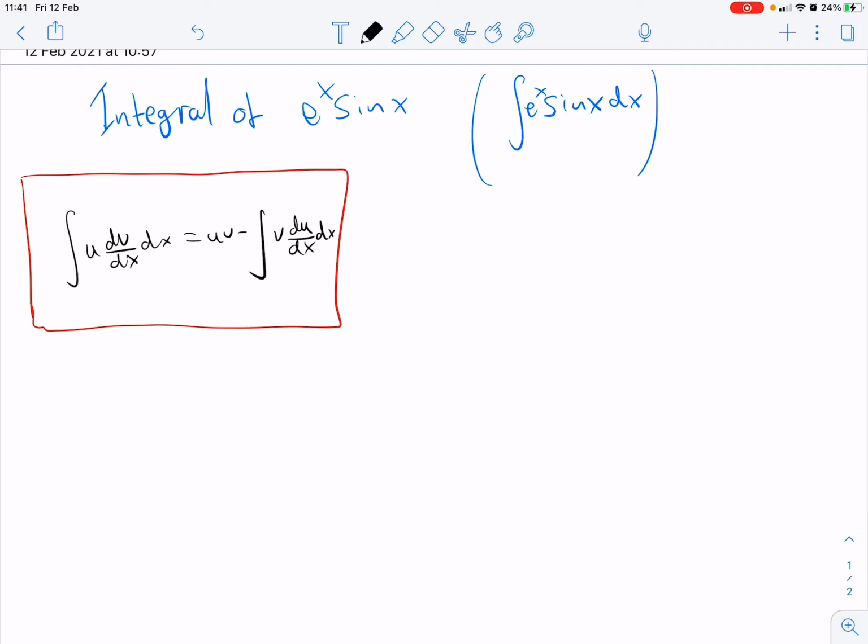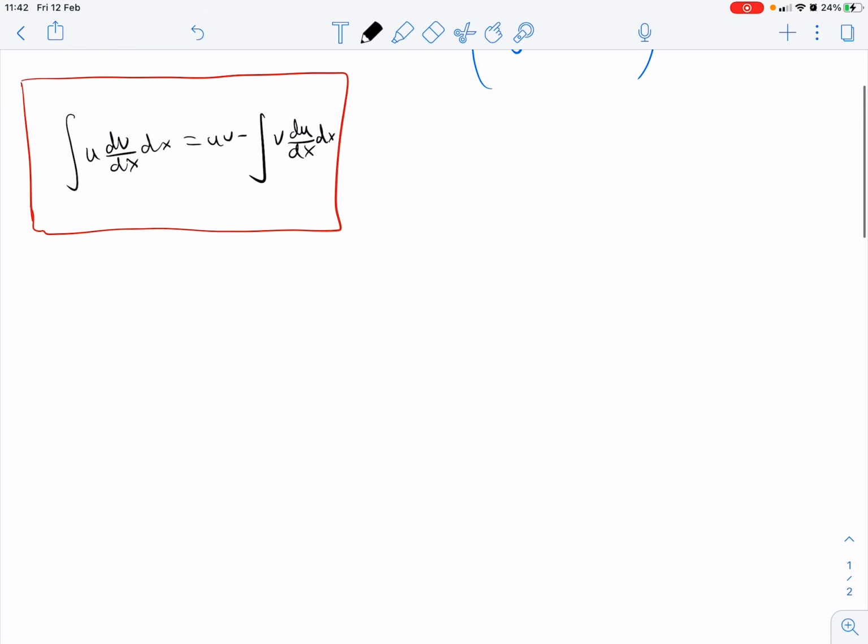Hello everyone, today we're going to be going over the integral of e to the x sine x. So this is a bit of a tricky one actually, in my opinion. And the reason for that is it's more than just doing blind calculus. It's more of a thought process that's involved in this, but it's not too bad. So let's get on with it.